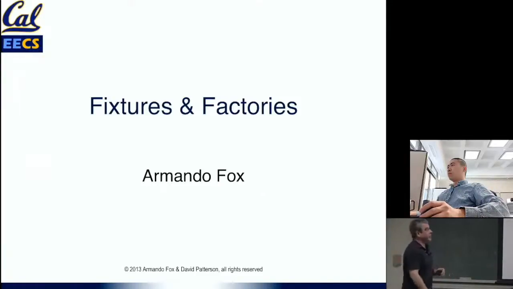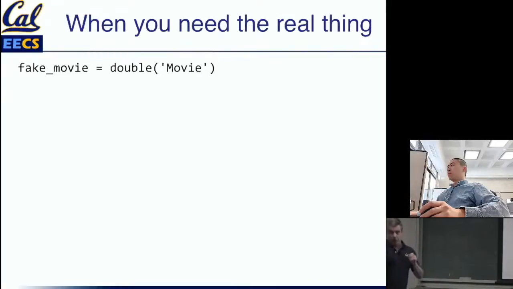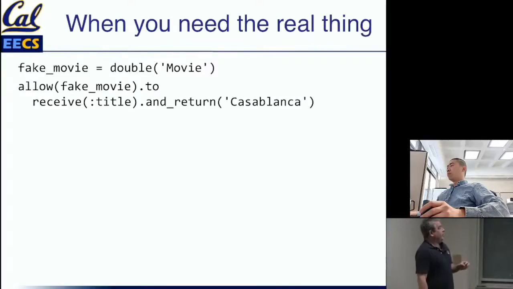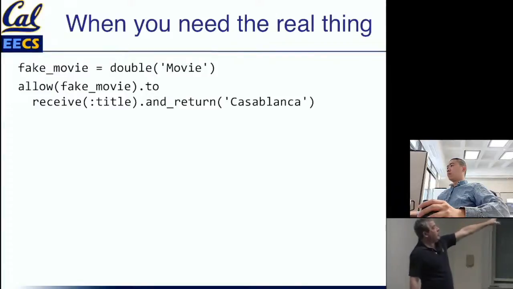For example, suppose we want to have a test that does something like the following. We're going to start out by creating a stunt double of a movie object. And we know that we're going to end up passing that stunt double to something that is going to expect to ask the movie what its title is. OK, well, no big deal. We could just say allow fake movie to receive the title method. And if it does, return something.